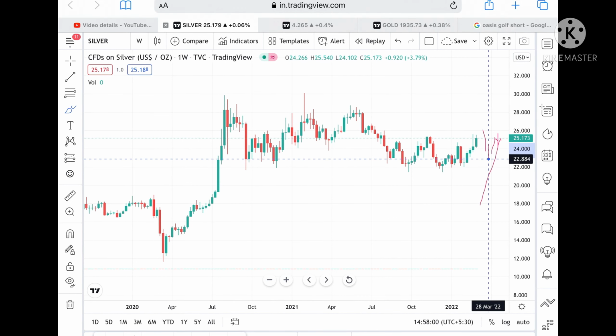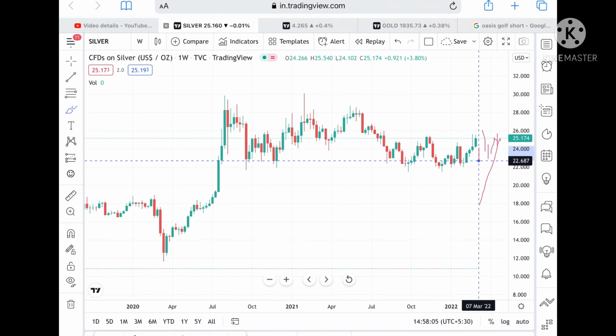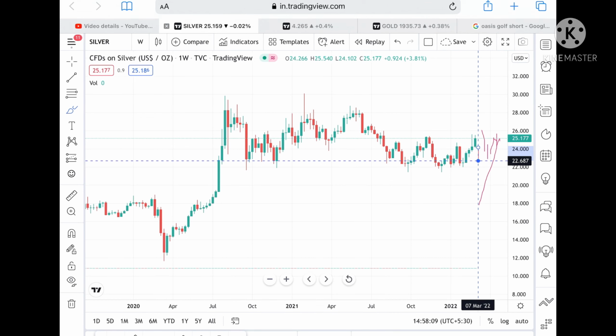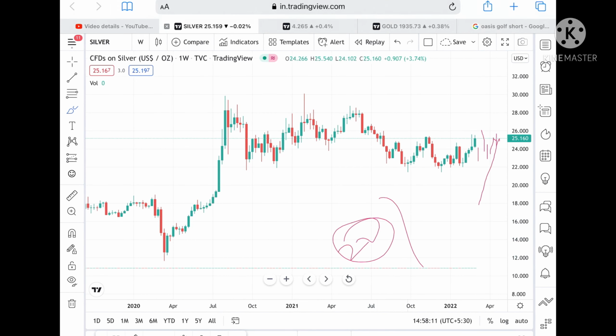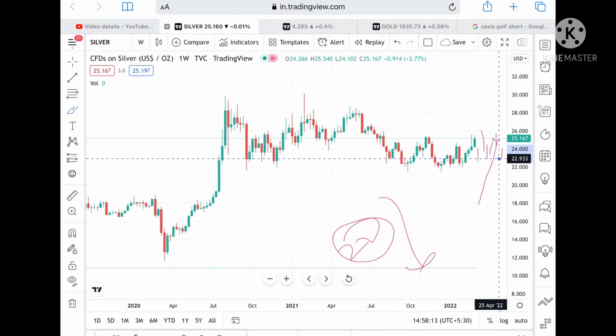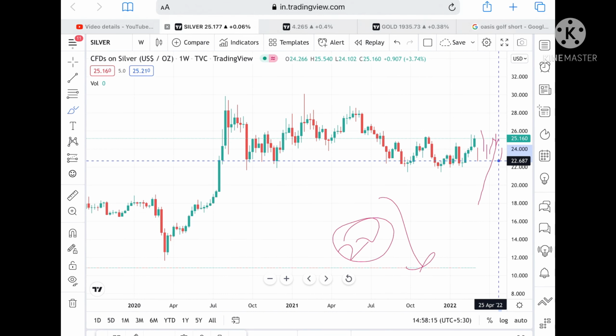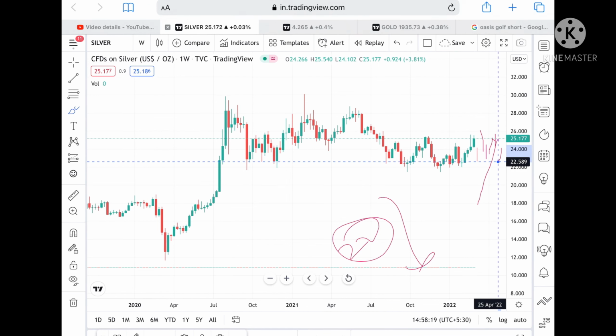Okay, and if it goes below this level, then we can see it can touch a level of 22.933, and from there it can go and touch a level of 22.687. Okay, and I have already told you that if the price comes close to 22, then we can see a further fall. But if it goes below a level of 22.933, then we can see a level of 22.687, and if the price goes below this level, then we can see a level of 22.589.